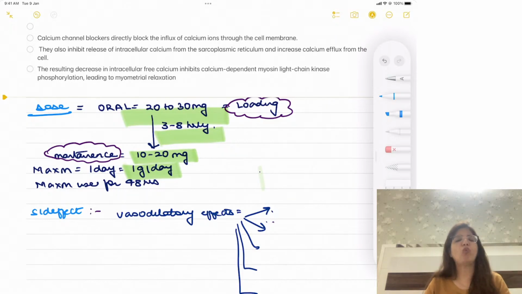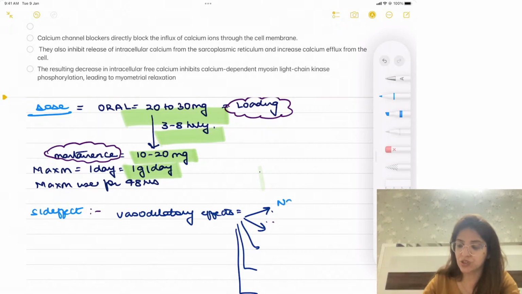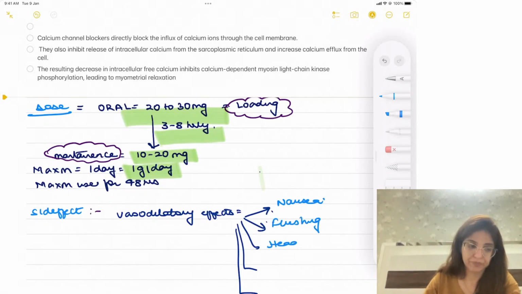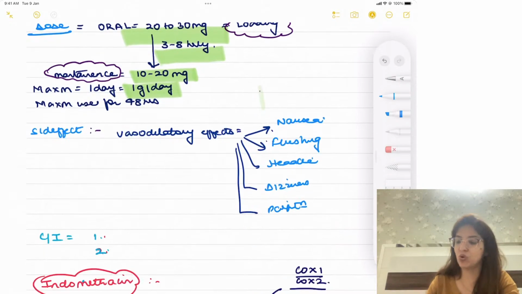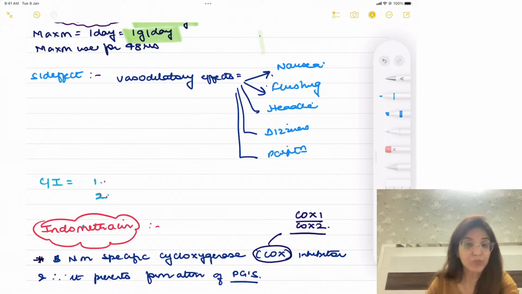Right, now what are the side effects? The side effects are that it leads to vasodilatation. Because it leads to vasodilatation, the patient may experience nausea, flushing, headache, dizziness, and palpitations. All these things happen because of the vasodilatory effect, right?